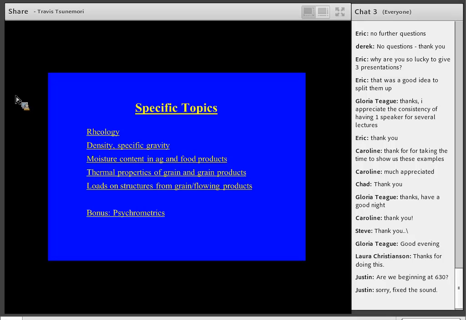problems. So rheology. Rheology is essentially a description of the properties of materials. Density, how heavy, how dense things are, specific gravity, the inverse of that. Moisture content. Thermal properties, how do things heat or cool, how well do they hold thermal energy, and loads on structures, especially from grain or flowing products. It could be also things like granular products, sand, or other types of granular products, fertilizers, that sort of thing. And then we're going to have a little bit on psychrometrics at the end.